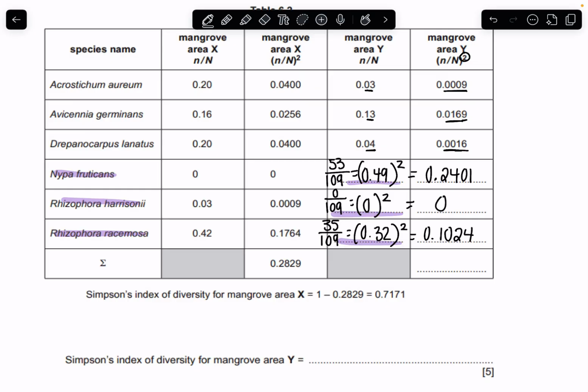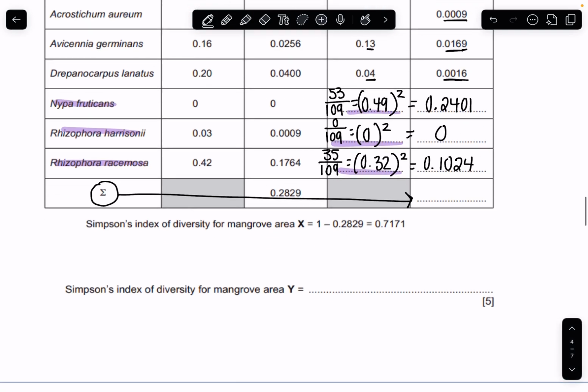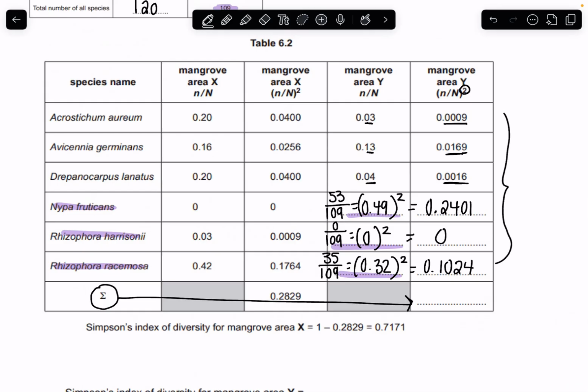Not quite finished yet because we have to find the sum. So this works all the way across our table. You're going to take all of the numbers that were provided and the ones we calculated and just add them. Don't do anything else, just add. When you add all of these numbers up, you're going to get 0.3619. That's the sum for mangrove area Y, n over n squared.